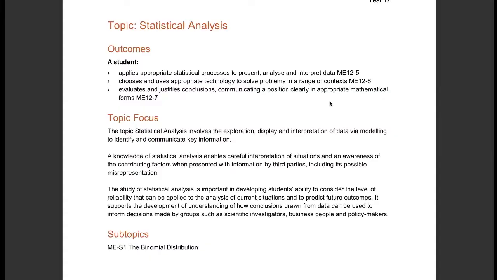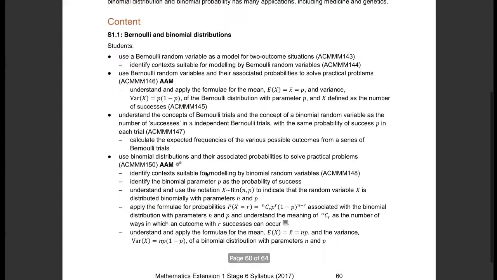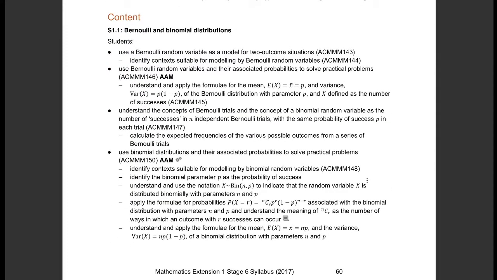The final topic is statistical analysis. This can be seen as a progression to the probability topics, which you would have already studied. Our focus here is the binomial distribution. So you would have done binomial expansion in Year 11. Well, the binomial statistical analysis is an application of this, as we see it done in this formula here.